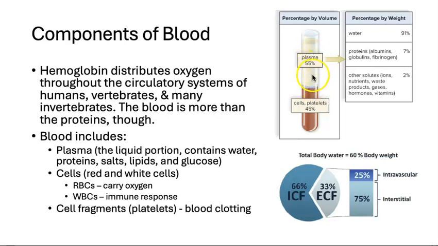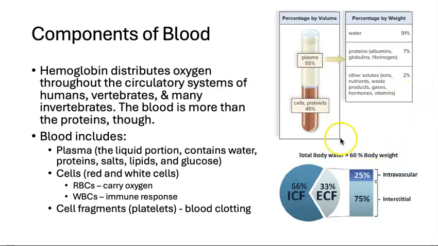And then back to our plasma here, which makes up 55% of our blood. This is the liquid portion of our blood, and it's going to contain mostly water. Look, 91% is made up of water. And then we have some proteins in there. We call these plasma proteins, which consist of albumins, globulins, and fibrinogens. And then we'll, of course, have other solutes. We've got some salts, lipids, glucose, vitamins, and things like that.